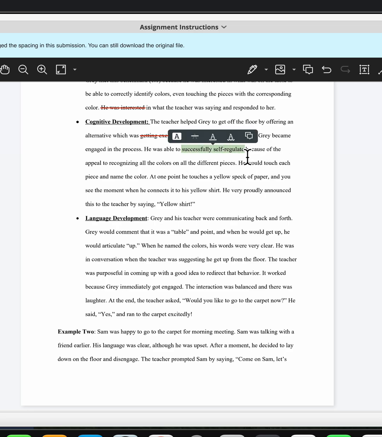And this saying that the child successfully self-regulated, I would just tell me what he did, not that he successfully self-regulated. Now you're telling me what he did there. Okay, so you're fine.